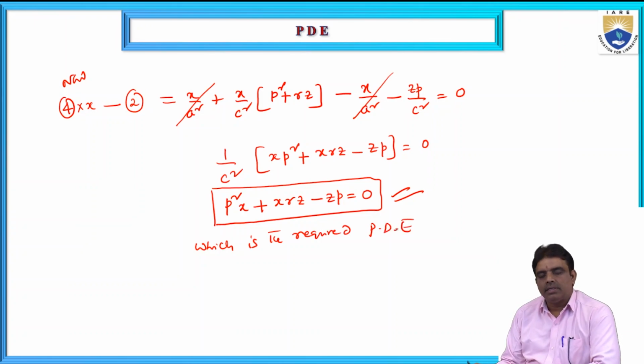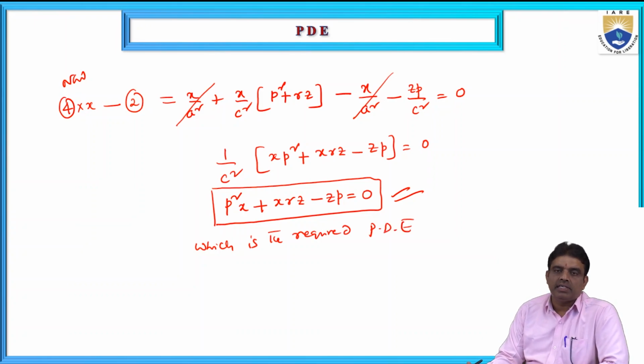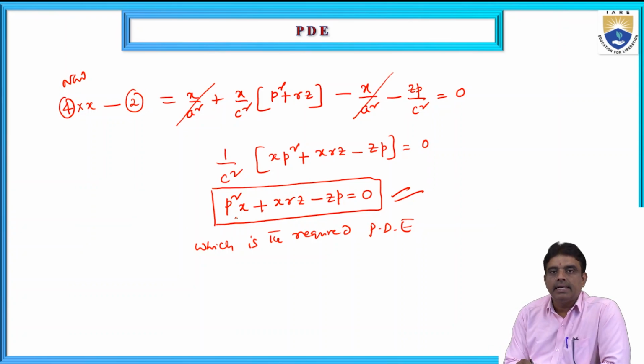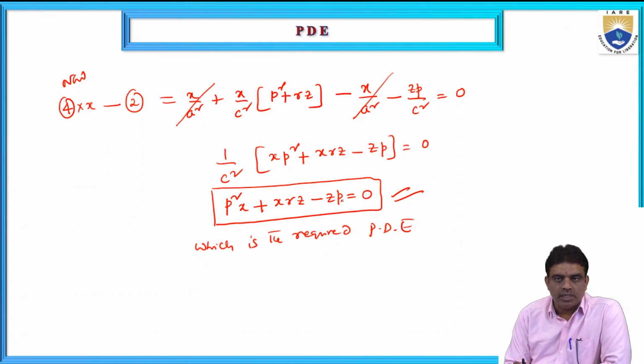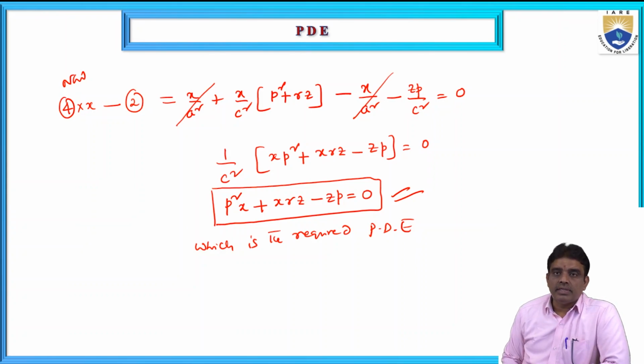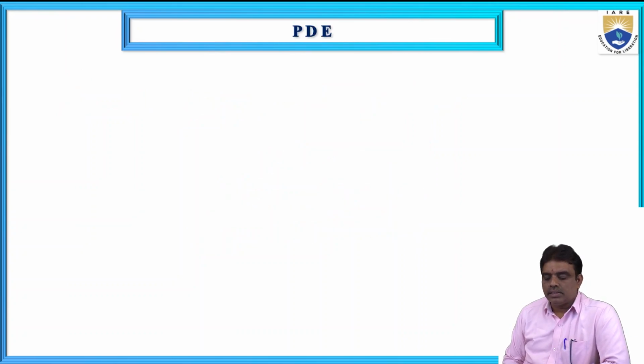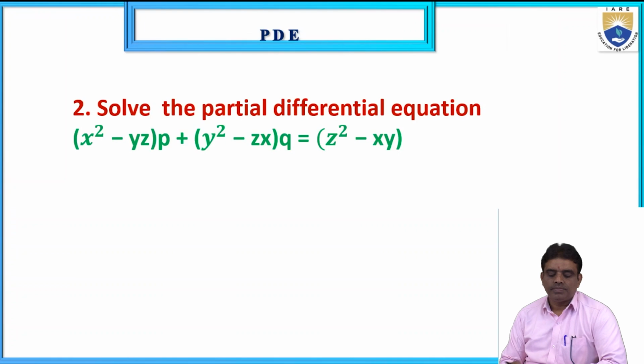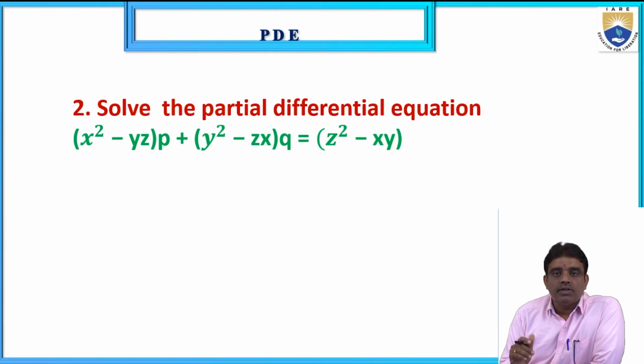partial differential equation. So here we have formed the partial differential equation by eliminating the parameters a, b, c, and finally we got the eliminant of a, b, c, which is p²x plus xrz minus zp is equal to 0. Here p means ∂z/∂x, and those terms are functions of x and z, and r is nothing but ∂²z/∂x². So already we have seen this model in the last video. Now we are solving another set of questions. Now see the second question.